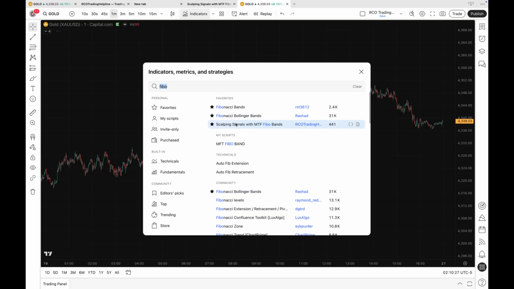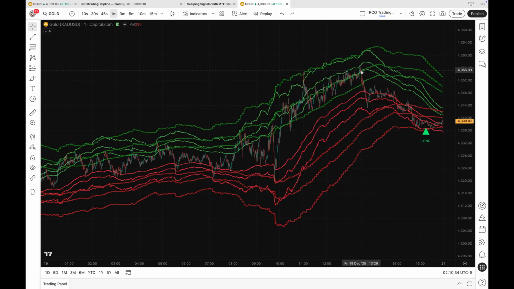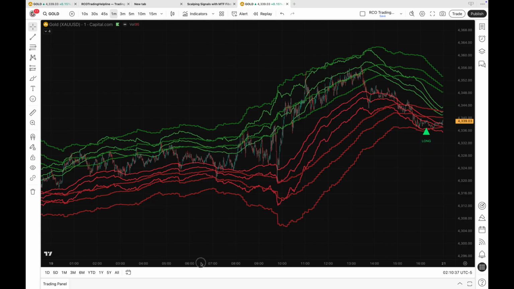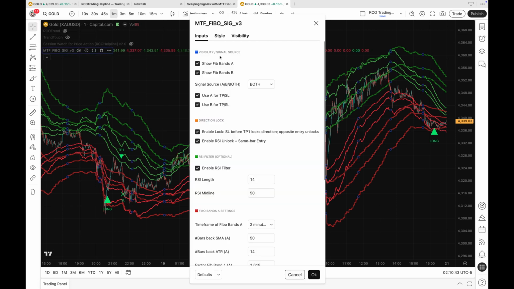The indicator is called Scalping Signals with MTF Fibo Bands. It's built around multi-timeframe Fibonacci bands and real price behavior, not simple indicator crossovers. This tool is meant to support decision-making, not replace it.